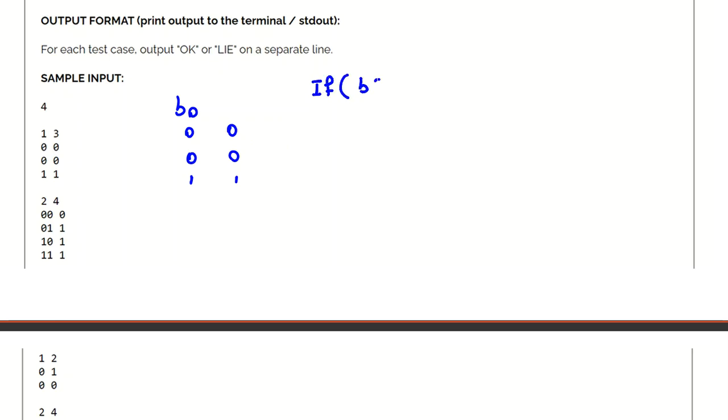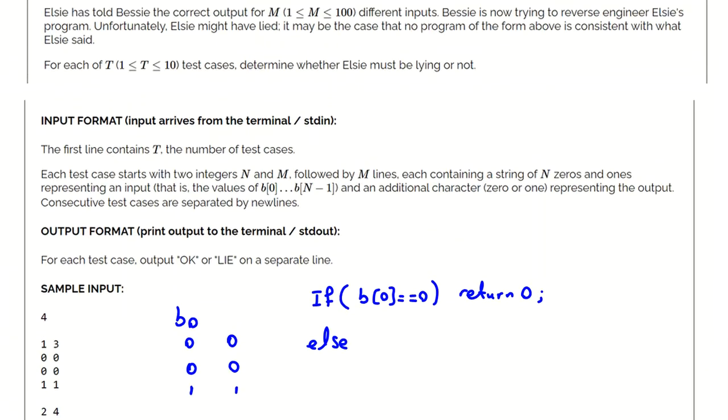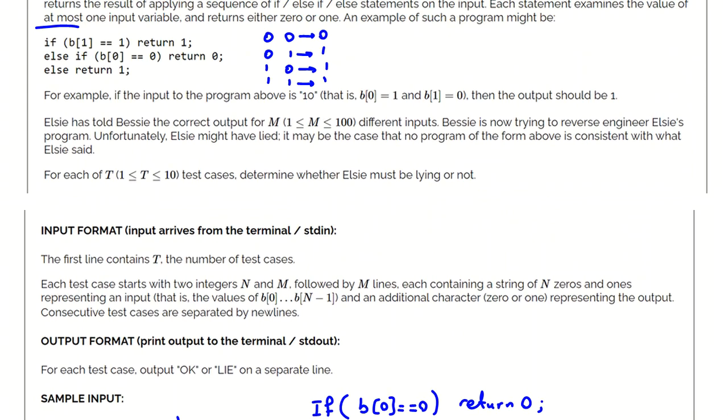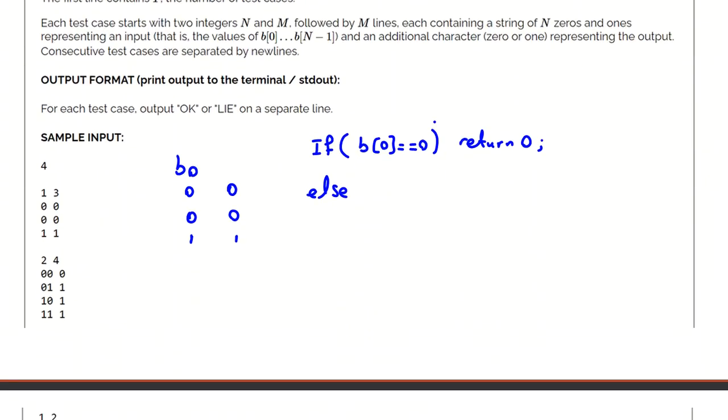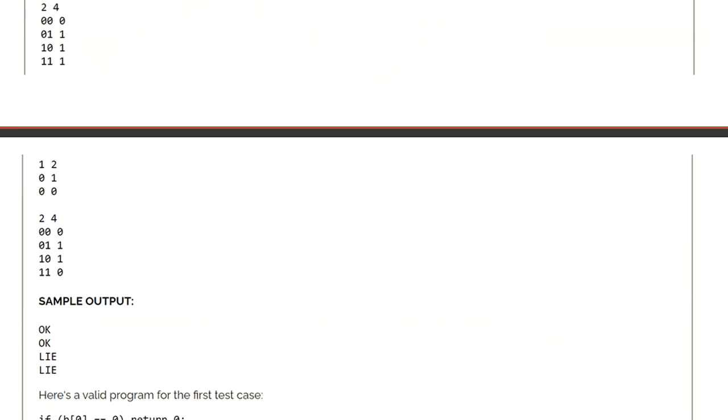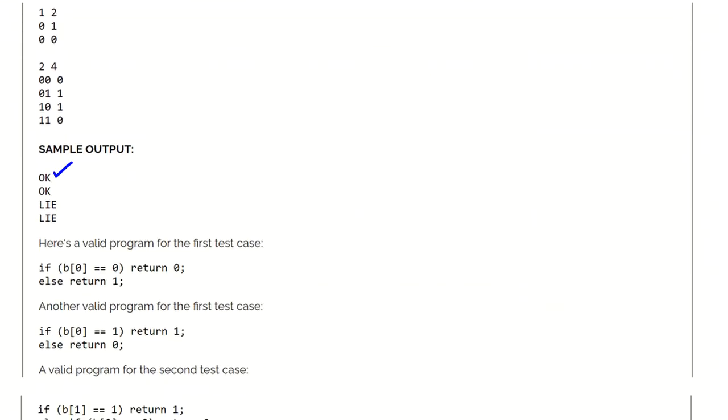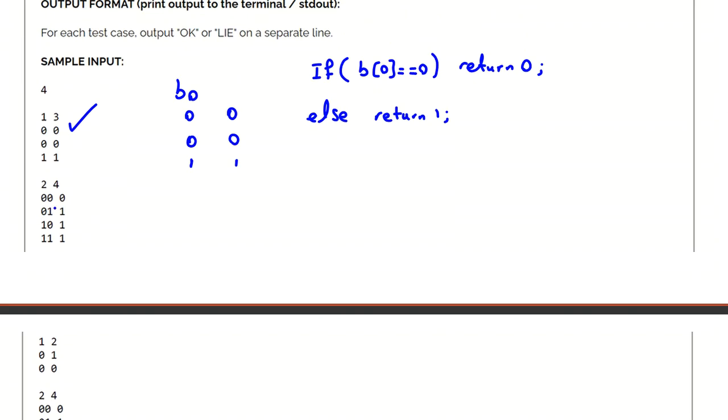If it is 1, 1, so we can type this code. If b0 is 0, then like here, return 0, else, here like this one, the last part, return 1. Or you can say else if b0 is 1, return 1. So this one is okay. And we can see the first one is okay. We've checked. Now let's check second condition.